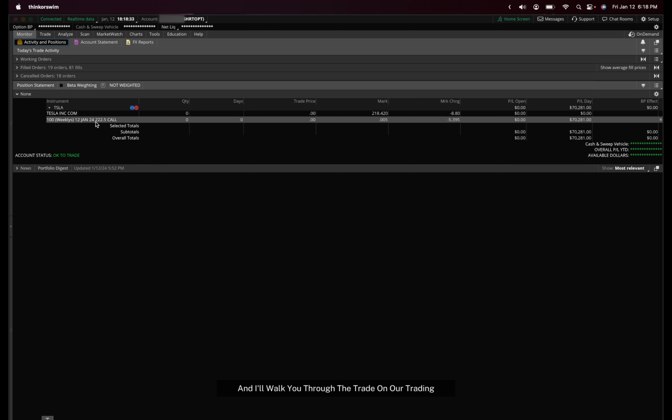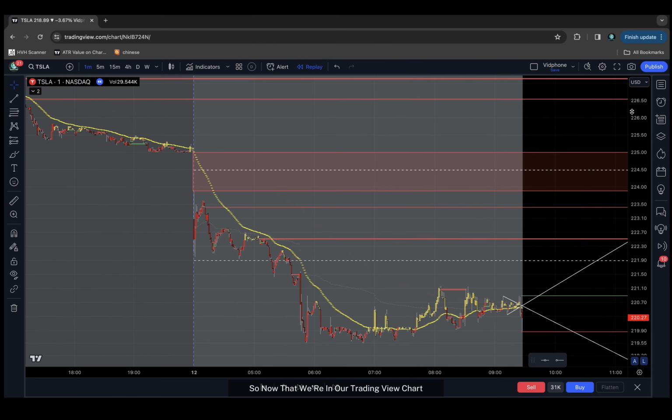And I'll walk you through the trade on our TradingView setup because it lets us use the replay mode. The on-demand feature is a little slow on TOS, so we're going to use the replay mode on TradingView because we have the same strategy on both platforms. So let's jump over to our TradingView. All right, so now that we're in our TradingView chart and we are using the replay mode to go back.